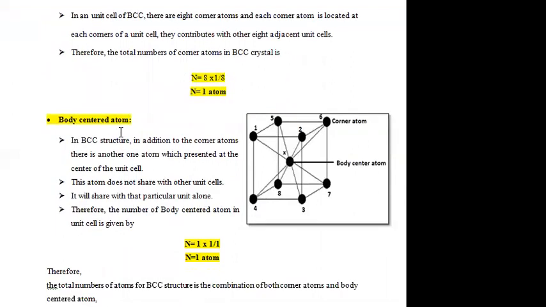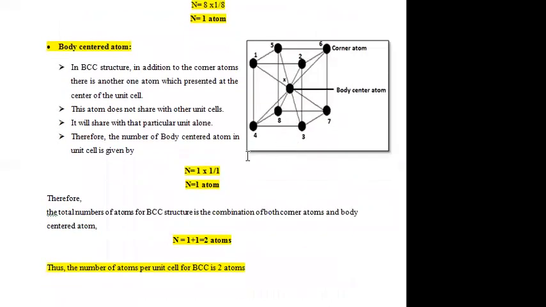The second type of atom in BCC is the body-centered atom. We know this atom is an additional atom, located at the center of the unit cell. This atom does not contribute to other unit cells; it belongs to this particular unit cell alone. Its contribution is only on its own cell. So we can write n is equal to 1 into 1 by 1. 1 is the number, and 1 by 1 is its contribution on its own unit cell. Therefore, n is equal to 1 atom.